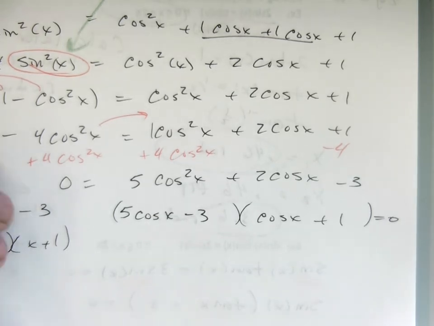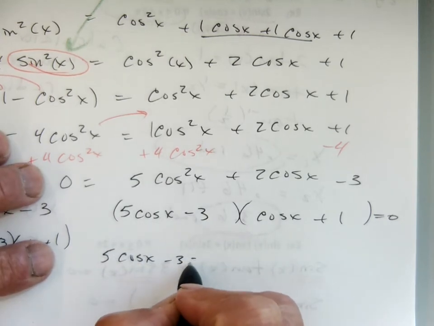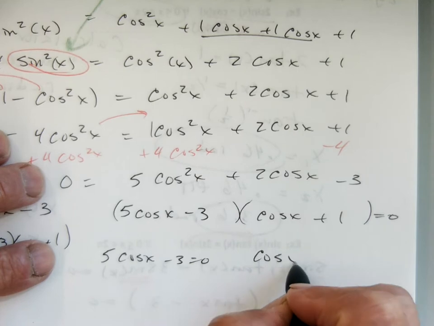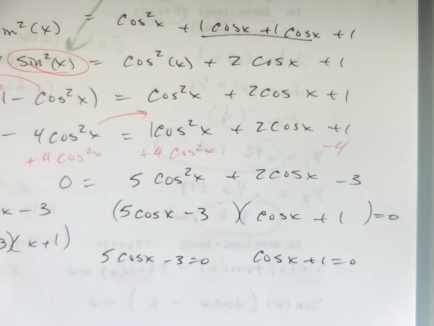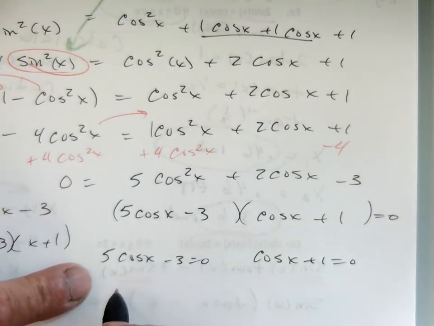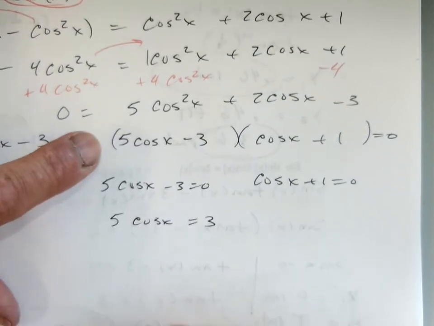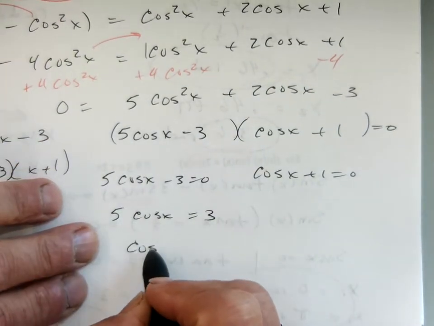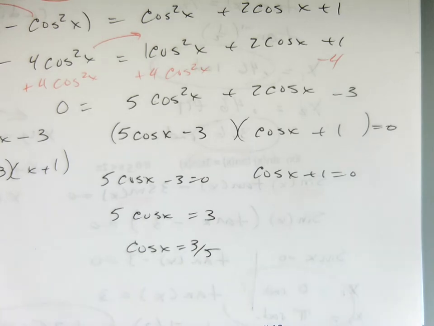Okay, we got two equations, right? I've got 5 cosine of x minus 3 equals 0, and cosine of x plus 1 equals 0, right? All right, so plus 3, 5 cosine of x equals 3. Divide by 5, cosine of x equals 3/5. Oh, it's not on the unit circle. 3/5 is not on the unit circle, but that's okay. We'll use a calculator.